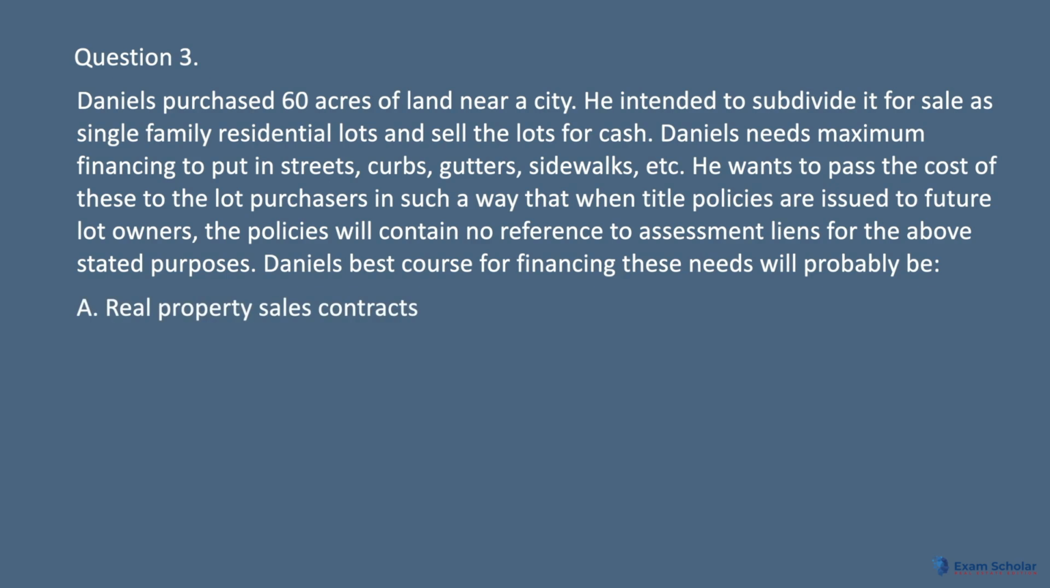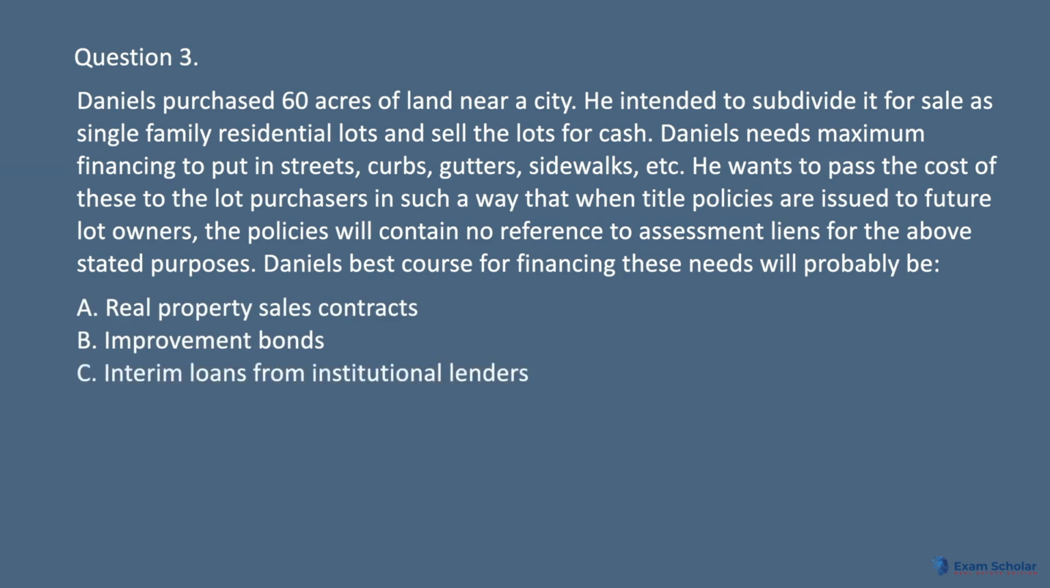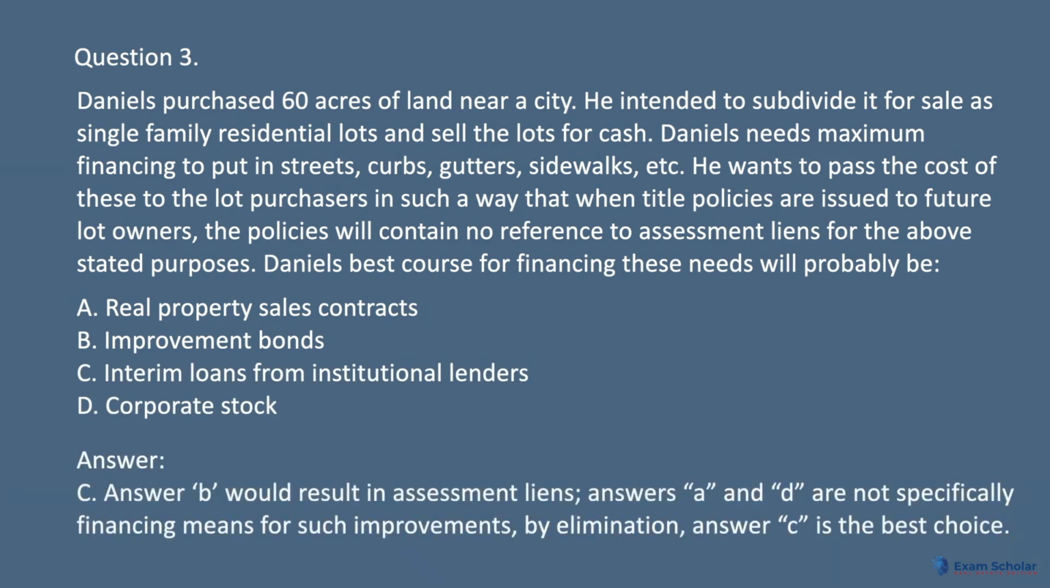Real property sales contracts. B. Improvement bonds. C. Interim loans from institutional lenders. D. Corporate stock. Answer. C. Answer B would result in assessment liens. Answers A and D are not specifically financing means for such improvements. By elimination, answer C is the best choice.